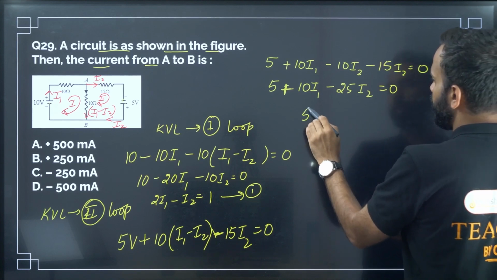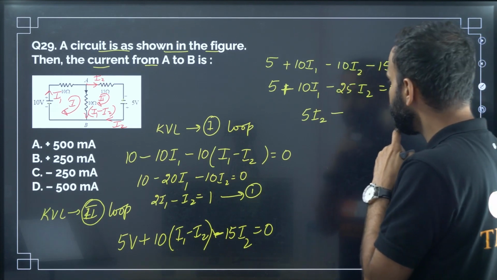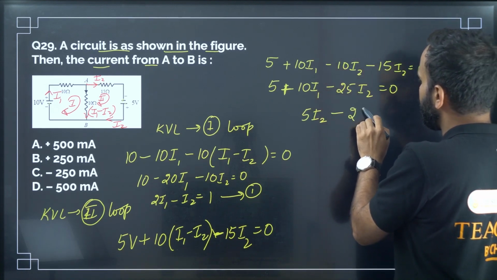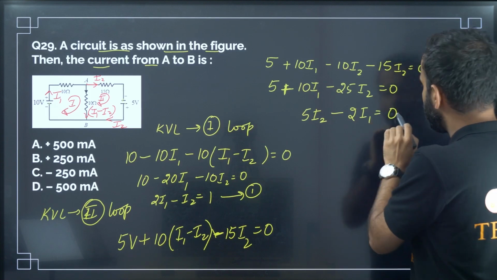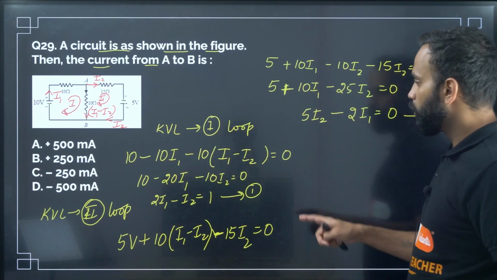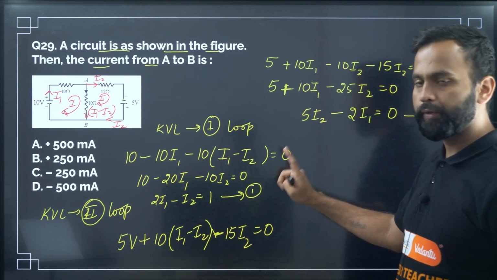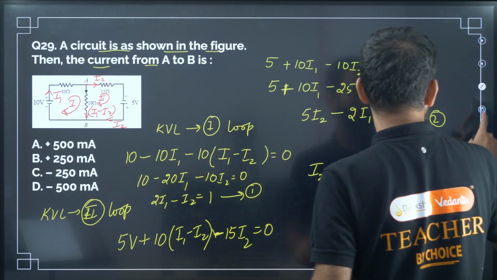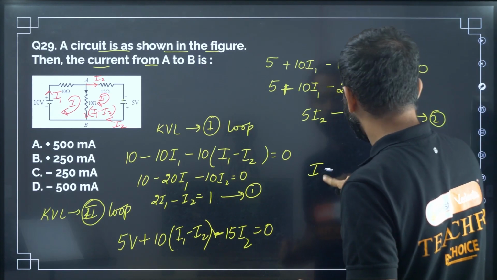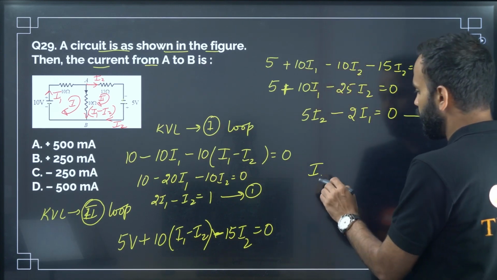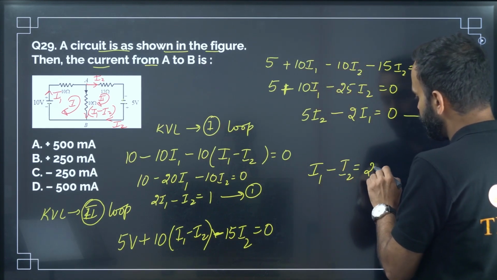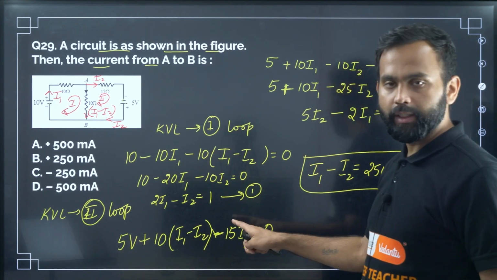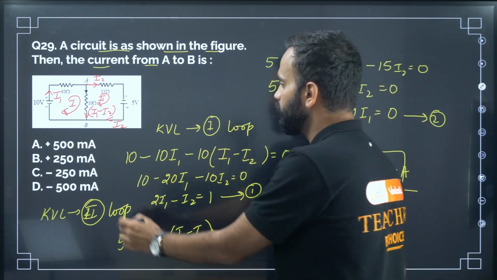Now here 5 I2 minus 2 I1, right? 2 I1 is equal to 0. So this is the second equation. So now solve first and second equation. Then you will get I1 minus I2, sorry, I1 minus I2, not I2 minus I1. I1 minus I2 is equal to 250 milliampere. Solve first equation and second equation. You will get I1 minus I2 as 250 milliampere. So the correct option is B.